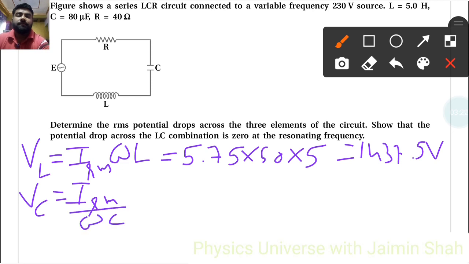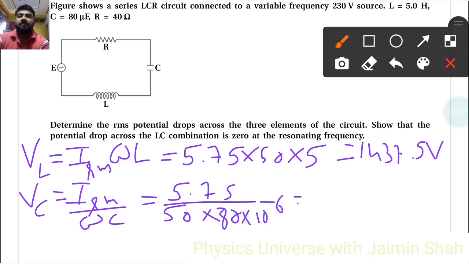Then VC is equal to IRMS upon omega C. So it is 5.75 upon omega, which is 50, and C is 80 into 10 raised to minus 6. So that is 5.75 upon 50 upon 80, and again we get 1437.5 volts. Both will get the same voltage because of resonance.